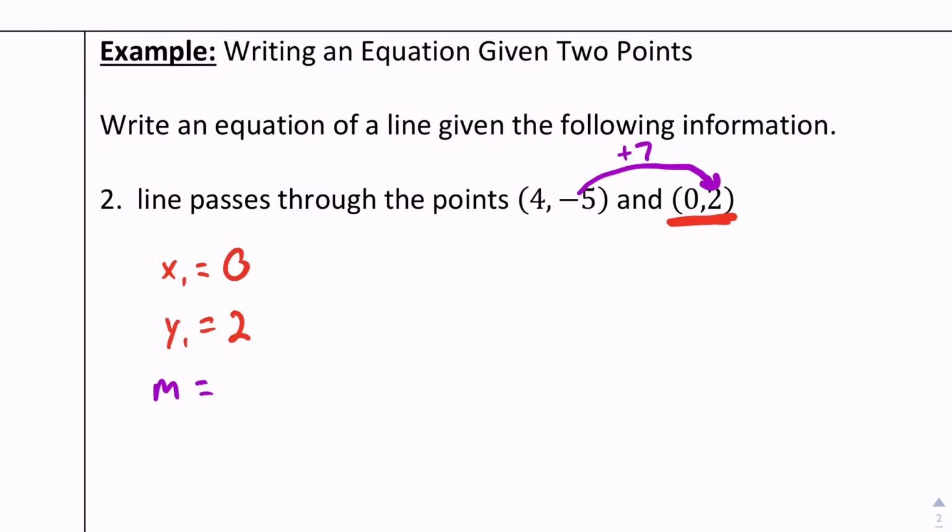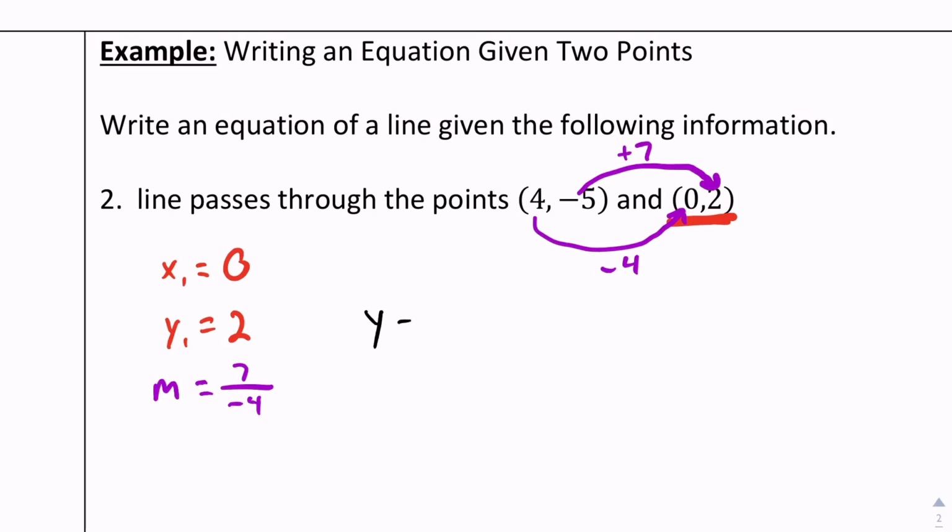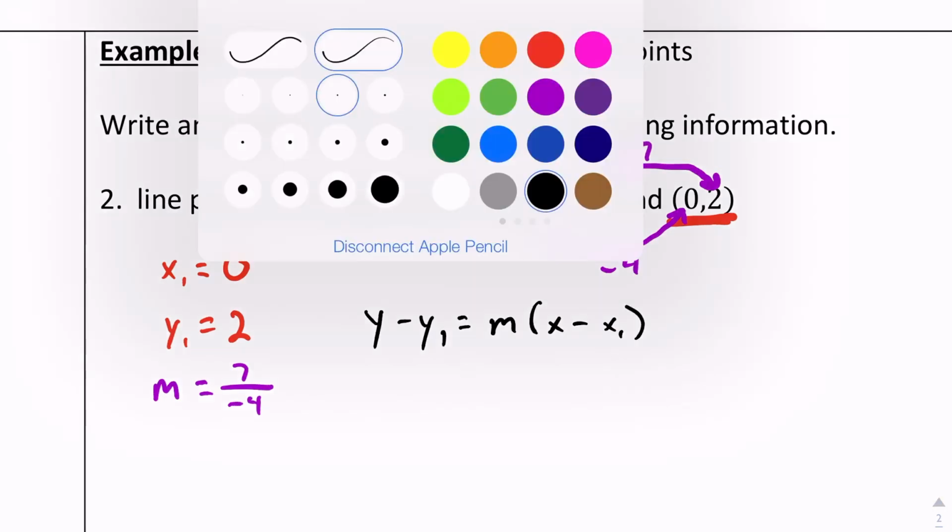Now, for the x's, the run, that was the rise, this is the run. What do I do to 4 to get 0? Well, I have to subtract 4. And so now my slope is going to be the 7 that I have on top over the -4 I have on the bottom. And so now, I take my formula, and then I'm going to substitute my pieces in.